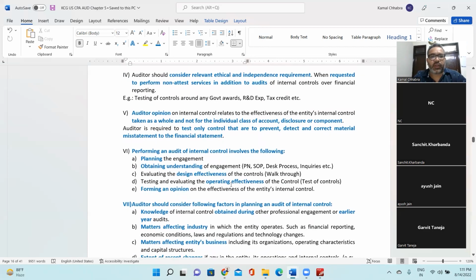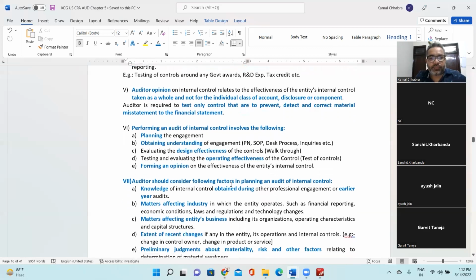Okay. Fourth point, yes, the auditor should consider relevant ethical and independence requirements. So that again is a requirement when you are doing the audit of internal control over the financial reporting. You need to maintain your independence when requested to perform non-attest service in addition to the audit of internal control. So independence is required for the ICFR audit as well.